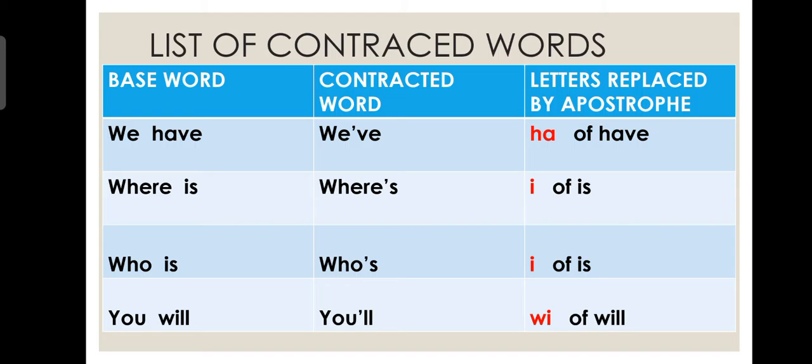So this is how the changes are made. The first word will remain as it is. The replacement of the letters is done from the second word. And in contracted form, we write the words together. There is no gap in between. But when we are writing the long form, remember to leave a gap in between the words.